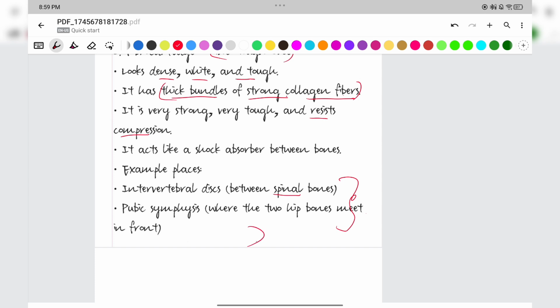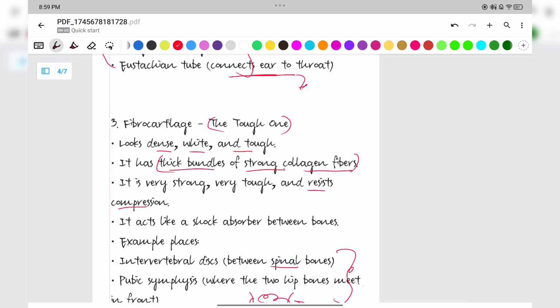Okay. This is the pubic symphysis, which is present between the two hip bones. This is the pubic symphysis, and the intervertebral disc. These are the main examples of fibrocartilage.